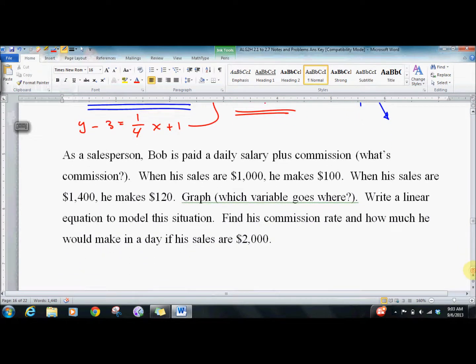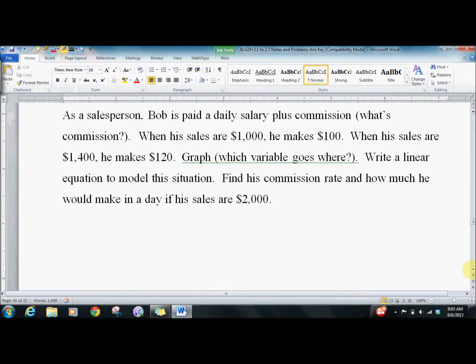Here's a real world problem. Bob is paid a daily salary plus commission. Commission is the money he makes whenever he makes a sale. He, as the salesperson who made that sale, gets paid a percentage of the sale. And he's got some data points here. If he can make $1,000 of sales, he gets a commission of $100. If he makes $1,400 of sales, he gets a commission of $120.